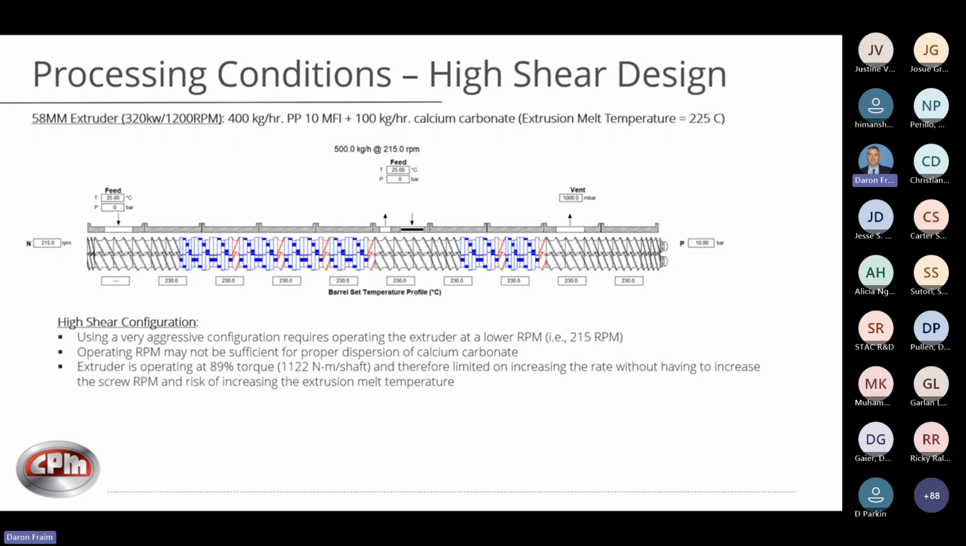This example was the opposite end of the spectrum. Here I've got a very, very aggressive screw design. This is kind of an exaggerated one, but just to show you, if I've got a very aggressive design, now I'm going to run at a very low RPM. And so here, you can see the extruder torque is at 89%. I don't have much room to play with increasing throughput and maintaining melt temperature. So again, the 215 RPM may not even be sufficient for good dispersion downstream on my side feed addition.